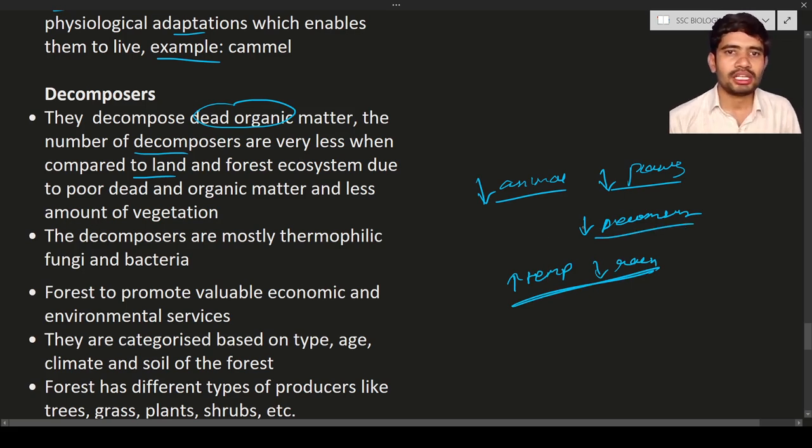So decomposers are mostly thermophilic fungi. Thermophilic means they love high temperature. That is known as thermophilic. So thermophilic fungi live in higher temperature. That is known as thermophilic fungi and thermophilic bacteria.